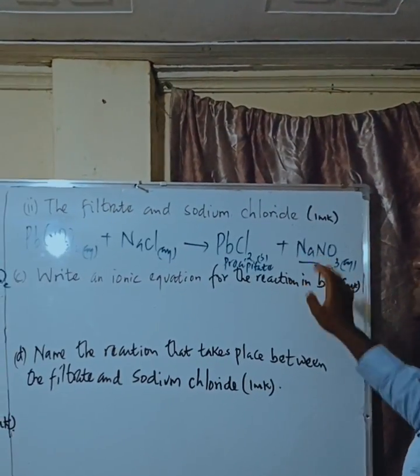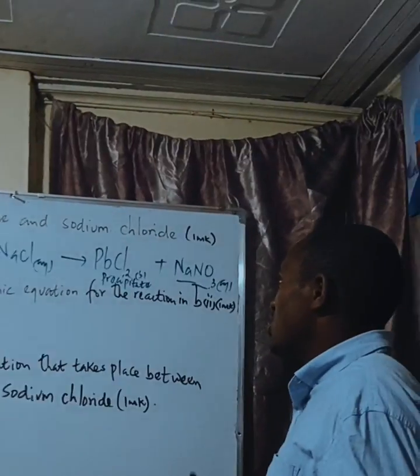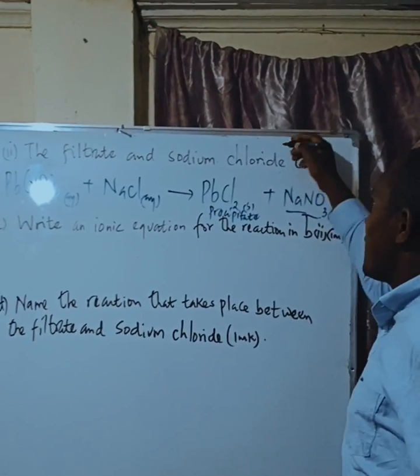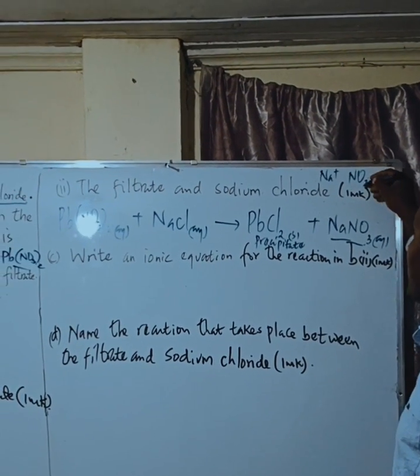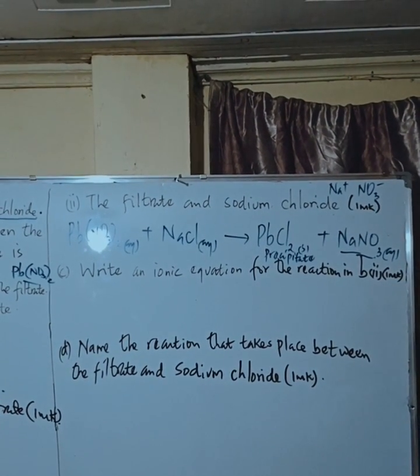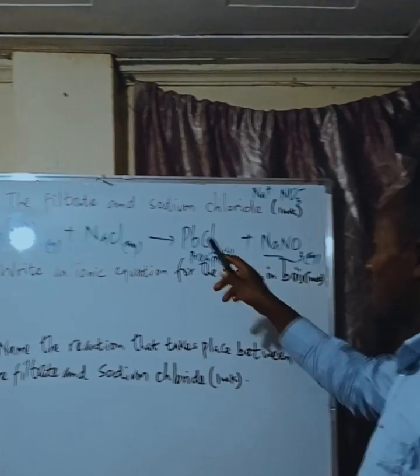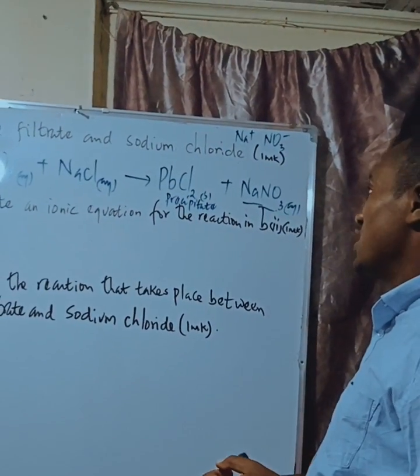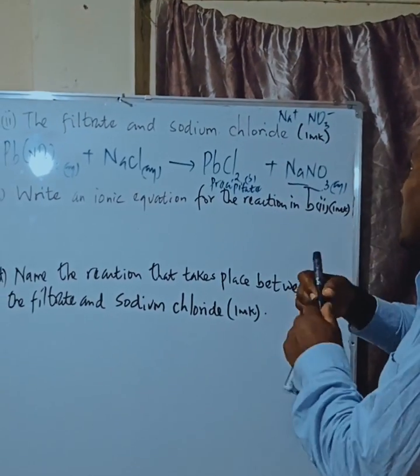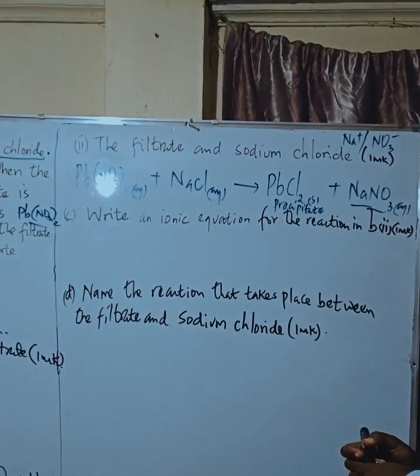These are the ions that do not undergo change, known as spectator ions. So the spectator ions are sodium ions and nitrate ions. They just see other ions changing state, but they do not undergo change. They are known as spectator ions. So spectator ions in this case are sodium ions and nitrate ions.